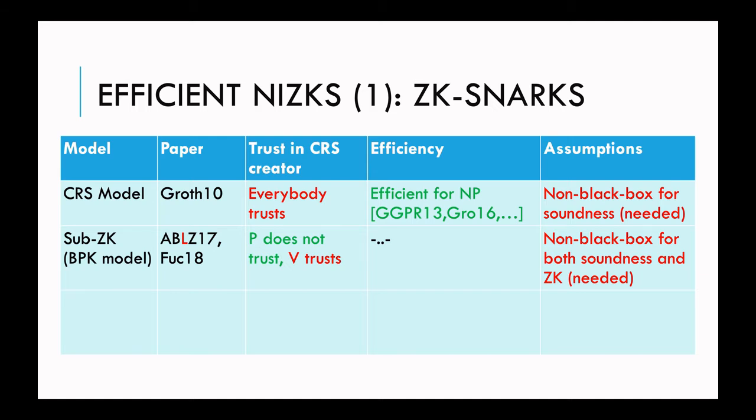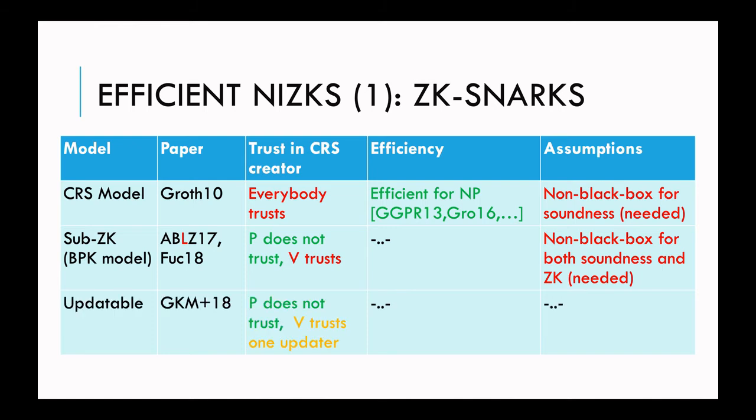So this is an important relaxation because, for example, you can think that the CRS was generated by V, who is the party who needs to trust it. Efficiency-wise, subversion zero-knowledge almost doesn't involve any penalties. Basically, all efficient SNARKs in the CRS model are also secure in this weaker bare public key model. Unfortunately, in this case, it is known that non-black box assumptions are needed both for soundness and zero-knowledge.